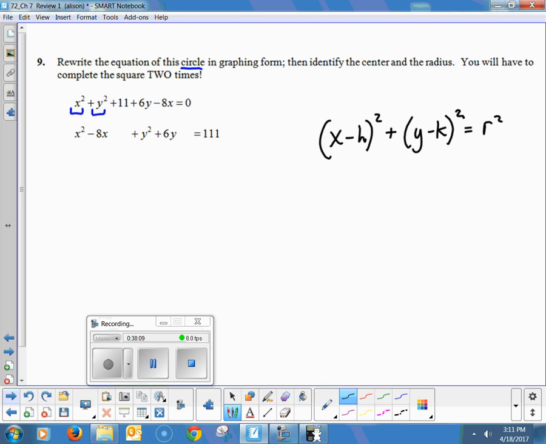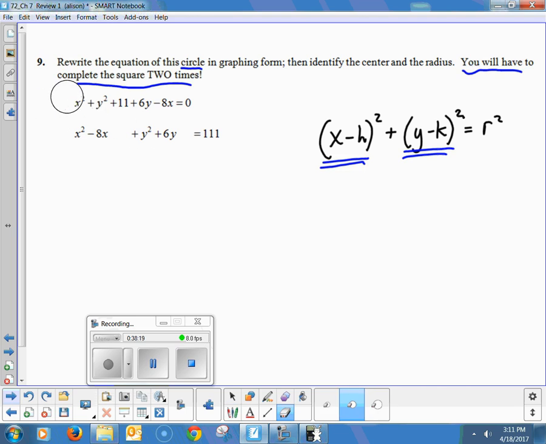What we have here is a perfect square and another perfect square. So here's a little hint: you're going to have to complete the square two times. And the first step for doing this is to do what I did here, and that is get the x terms together, that x term with that x term, and get the y terms together.